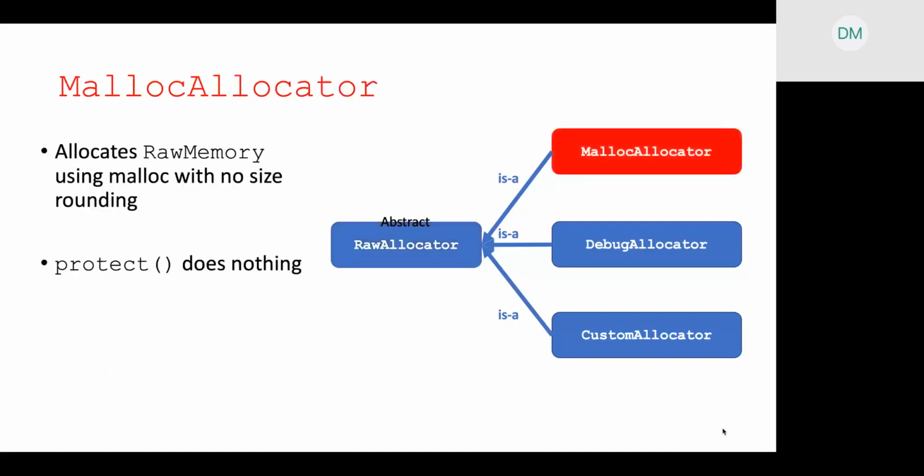So the first one is MallocAllocator. This one actually corresponds to the current RawAllocator in the OMR compiler code base. And basically, it literally is a wrapper around malloc and free. So the allocate functions call malloc, the deallocate functions call free, and protect does nothing. So it's a very simple class.